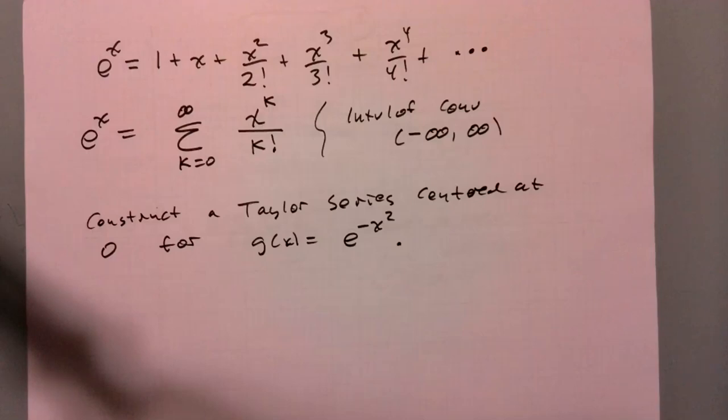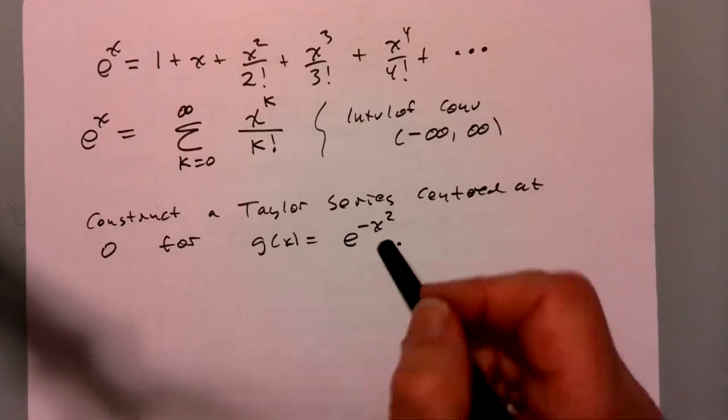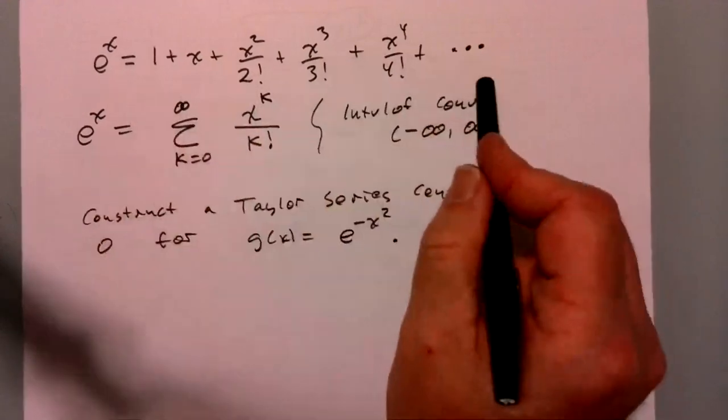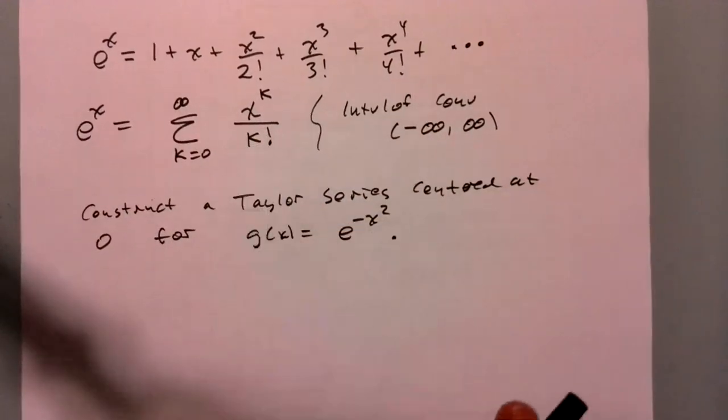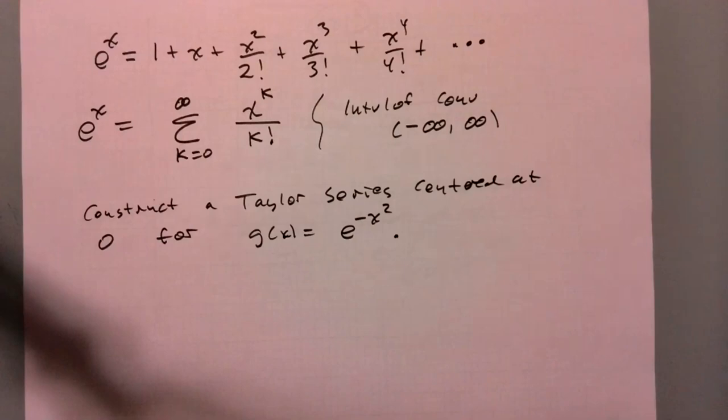Again, Taylor series for e to the negative x squared. Write out the first few terms and write out sigma notation, please. See what you get.